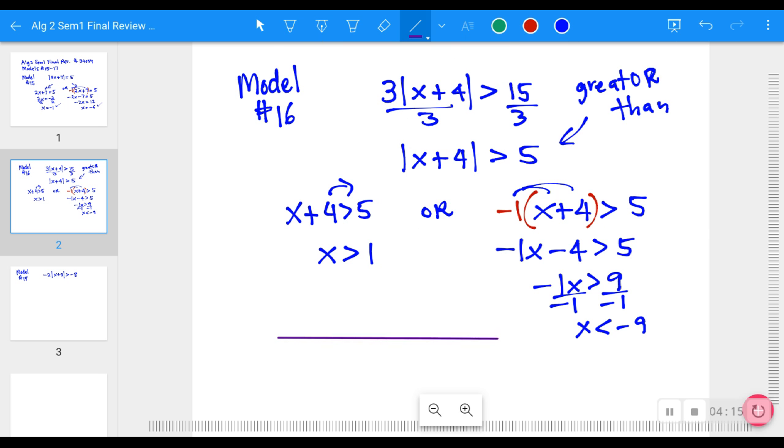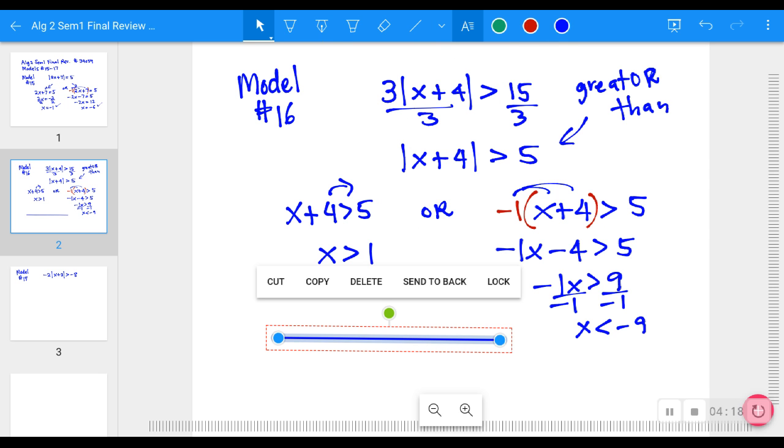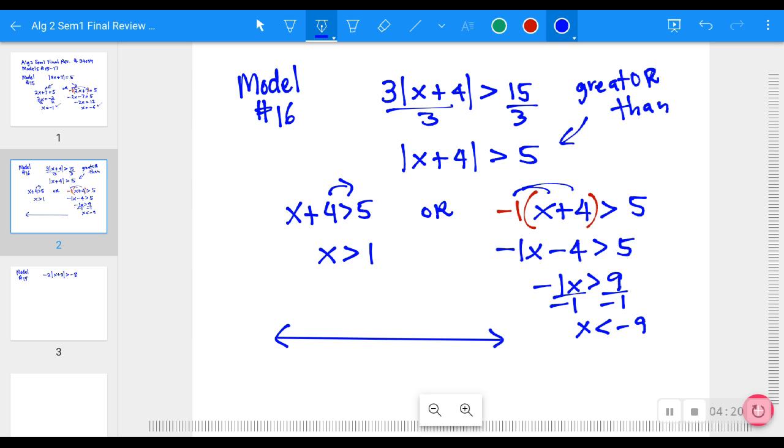Okay, now we're going to graph this thing, so let me get a number line going here. And I got to get the numbers 1 and -9 going here, so I'll put 0 up a little bit to the right. Okay, we need to be bigger than 1 or less than -9. And there's the graphical version of the solution set.